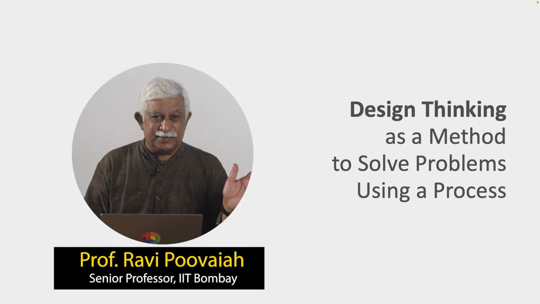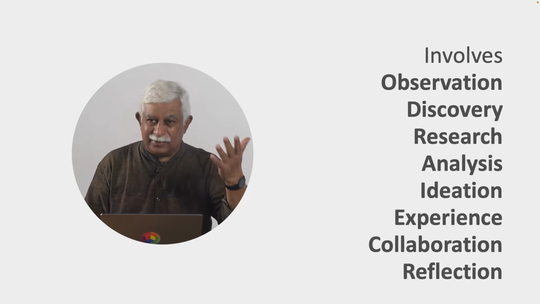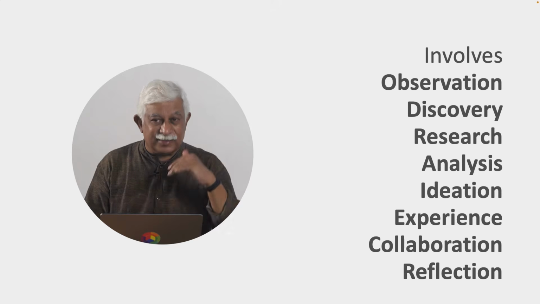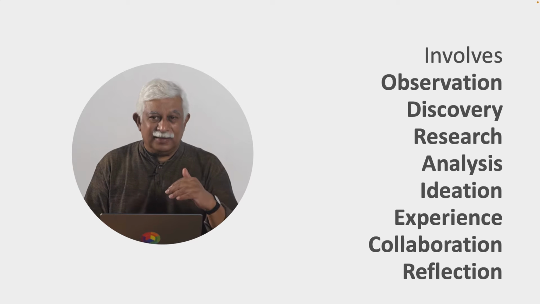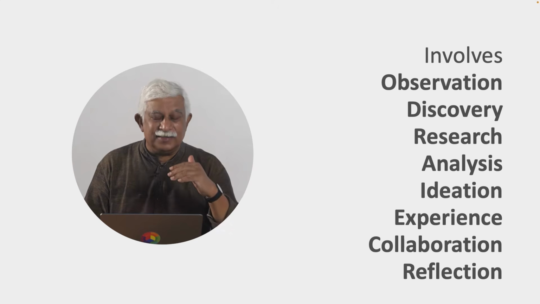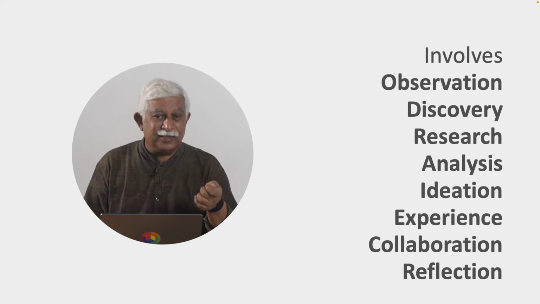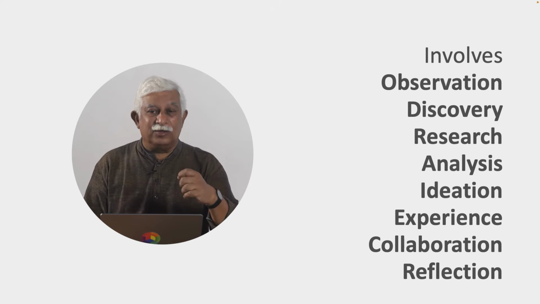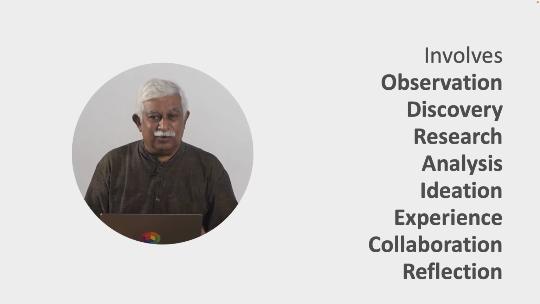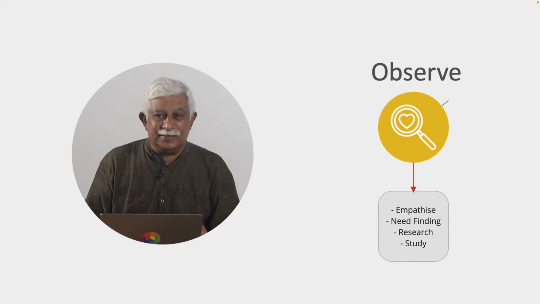and we use a process in all this. If you look at it, it required her to observe and discover an issue or a problem. Then she researched, talked to her friends, and analysis of this led to ideation. In ideation, they explored many ideas, and they actually made prototypes so that you can experience what they have done. It involved collaboration and also reflection. So let's go through the stages of the design thinking process.